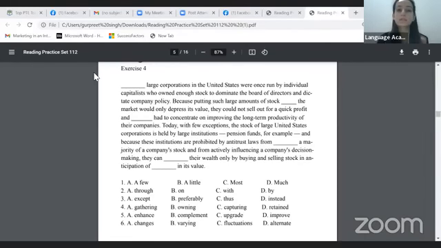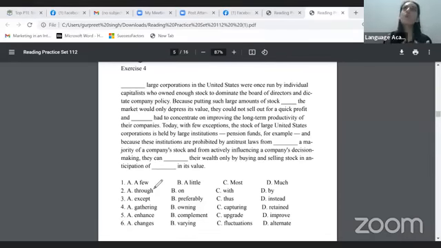All right, let's discuss the answers. So this says, dash large corporations in the US were once run by individual capitalists who owned individual stock to dominate the board of directors and dictate company policy. So dash large corporations. Akshay, who told you that they want to say not many large corporations, that you have selected a few? How do you know that there were only few corporations?